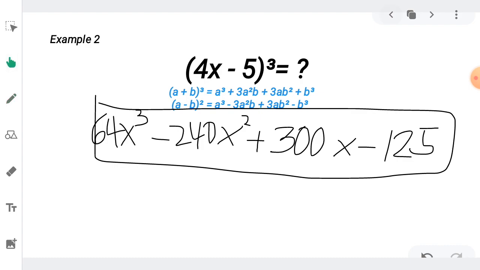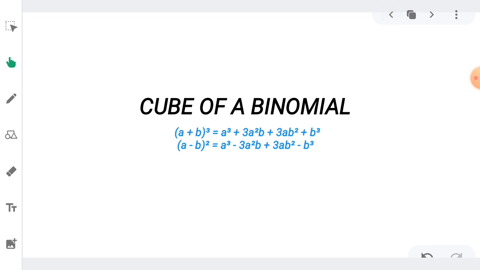So, that's how we solve our cube of a binomial. If it is positive, the signs of all terms are positive. And when it is negative, the signs go negative, positive, negative.